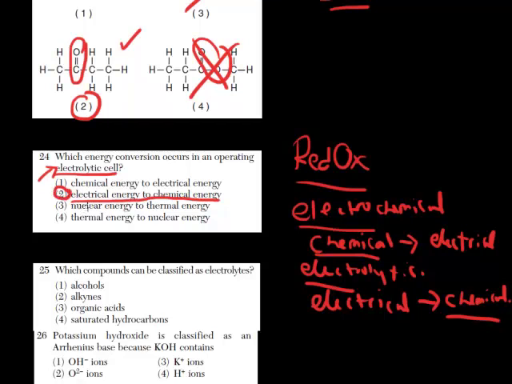Who's talking about nuclear? Not me. Who's even mentioning thermal? No, those are from the wrong unit. They're decoys. And this one, chemical energy to electrical energy, that would be the correct answer if the term there was electrochemical cell. That one. So the correct answer is 2, which describes the electrolytic cell.